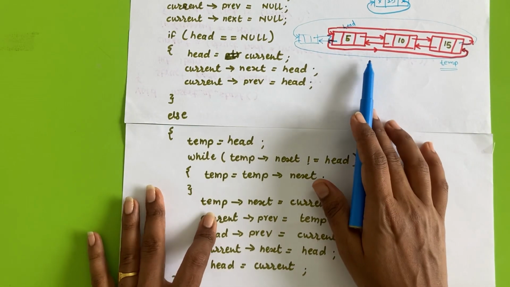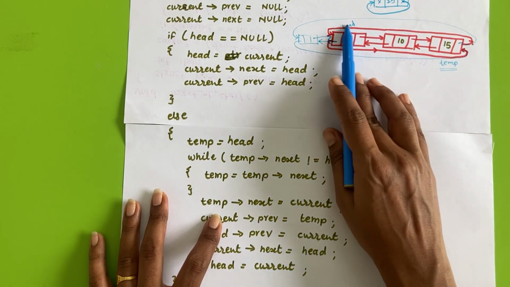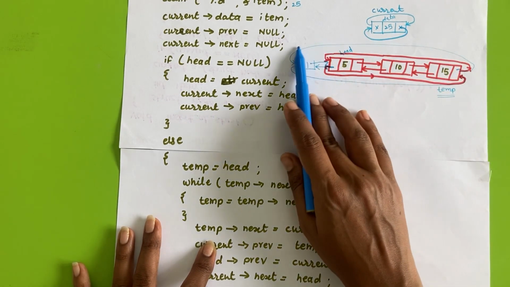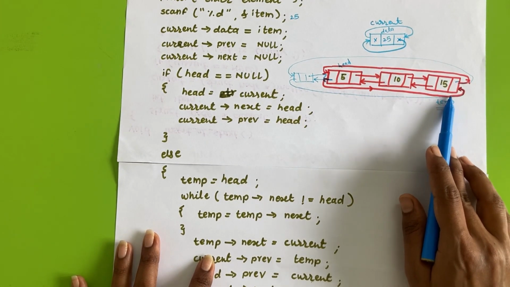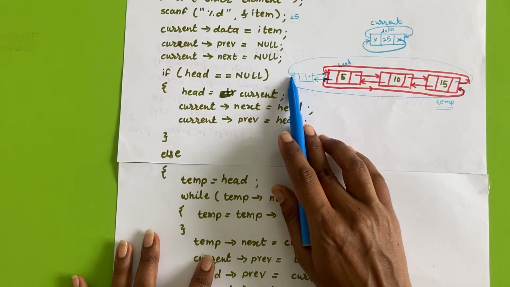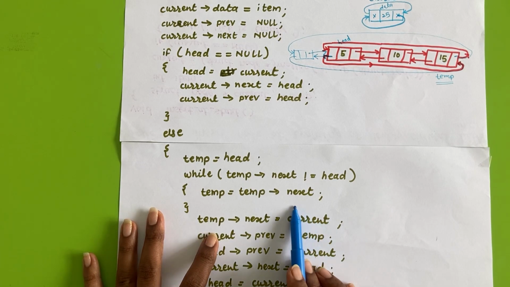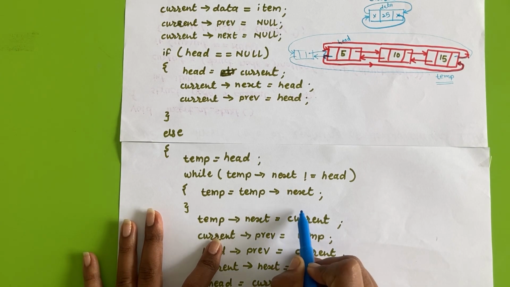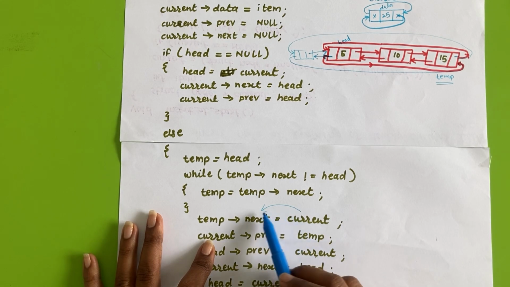Okay, so we have to change the address field of this temporary node. Currently temporary node is pointing to head. Okay, but now this should point to the current node, because this is going to be the new head node. So temporary tends to next will point to current node. So I have copied the value of current in the temporary next, because the assignment operator works from right to left. Okay, so current will copy the address to temp tends to next.